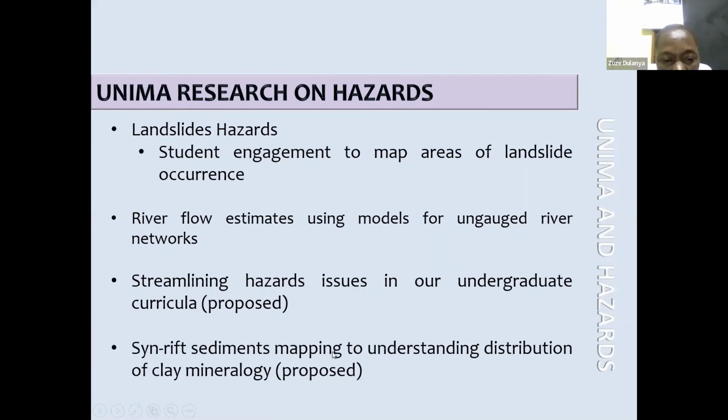We also propose that perhaps we should try to map the young sediments within the rift areas to understand the distribution of the clays. I talked about the swelling clays. At the moment, the big challenge is that we don't understand the spatial distribution of these clays. So we want to understand where these clays are, so that we can use this information for planning, to be able to say, when you design buildings in these areas, these are precautions you need to take.